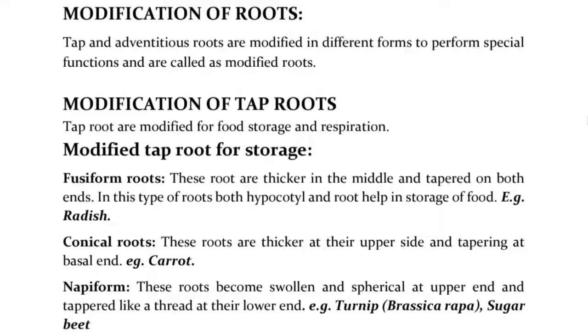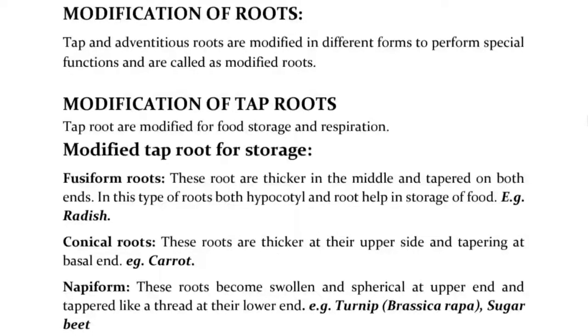Modification of roots. Tap and adventitious roots are modified in different forms to perform special functions and are called modified roots. Modification of tap roots: taproots are modified for food storage and respiration. Modified taproot for storage: fusiform roots. These roots are thicker in the middle and tapered on both ends. In this type of root, both hypocotyl and root help in storage of food, e.g. radish.